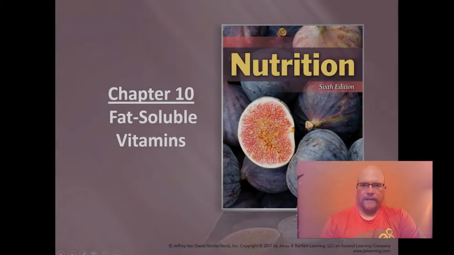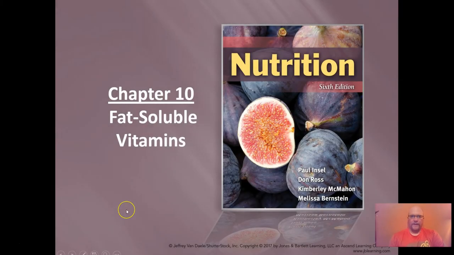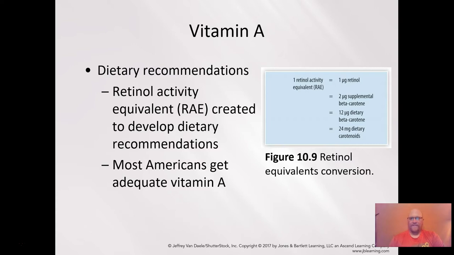So the first thing, what I'm going to do is look at the PowerPoints that you have. This is the chapter 10 PowerPoint, and I'm just going to skip on down to vitamin A. One of the confusing things here with vitamin A is how the different types of vitamin A are categorized as far as how much you need to get in your diet.